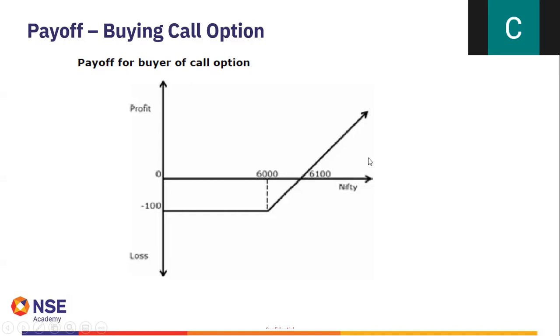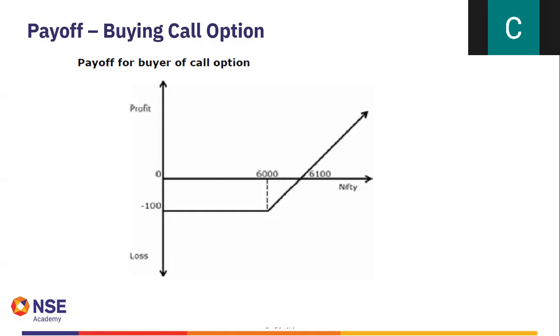The price can go to 6.5, 6.6, 6.7. So there is no such limit. Until the price goes beyond 6.1, I'll be making profit. Now what happens if the price falls below 6,000? So it's a call option. I have the right to buy the asset, and I agreed to buy at 6,000. Say on the date, the price has come to 5,800.